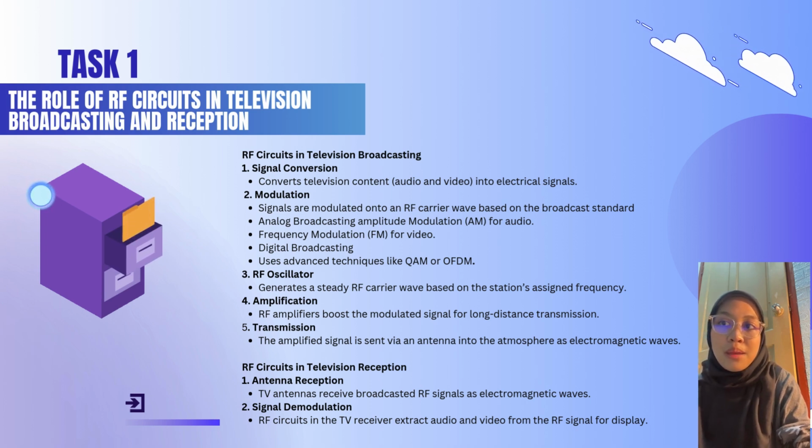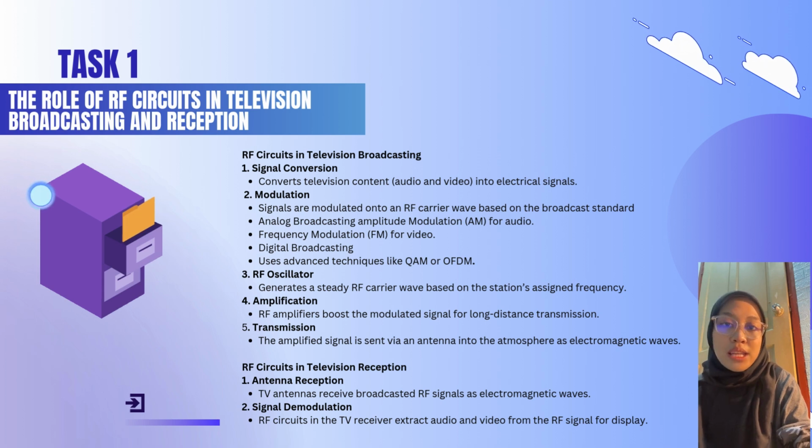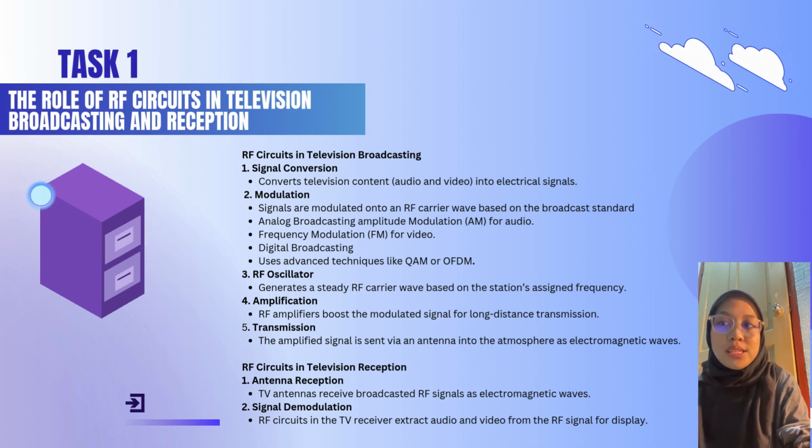Analog broadcasting: amplitude modulation, AM for audio, frequency modulation, FM for video. Digital broadcasting uses advanced techniques like QAM or OFDM. Number 3, RF oscillator generates a steady RF carrier wave based on the station's assigned frequency.